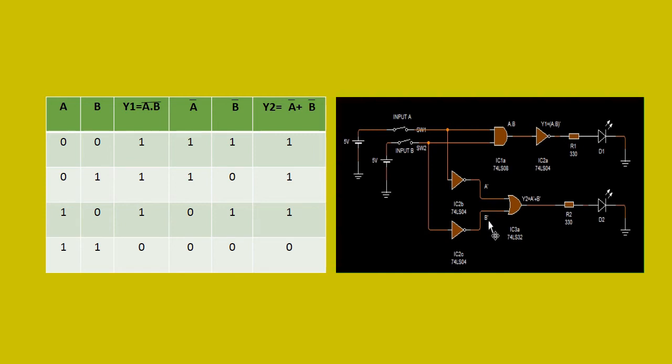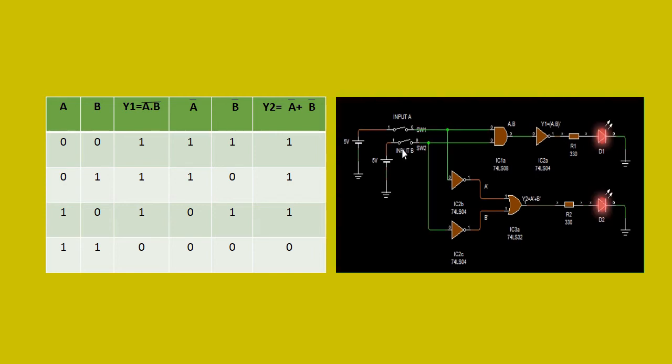This A bar and B bar is now the output of the NOT gate terminal. So this A bar and B bar terminal is now connected with the input of this OR gate. So from here we get A bar plus B bar. This is the RHS function, which is the Y2 function. So by using D2 diode we saw the Y2 function. So this is the design part of De Morgan's second law. Now we see the function of this law.